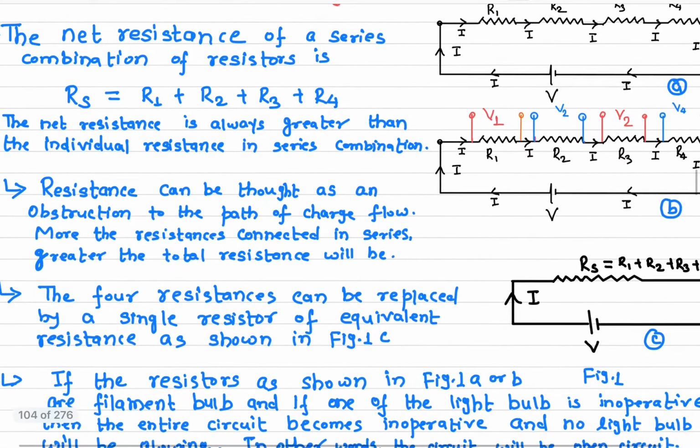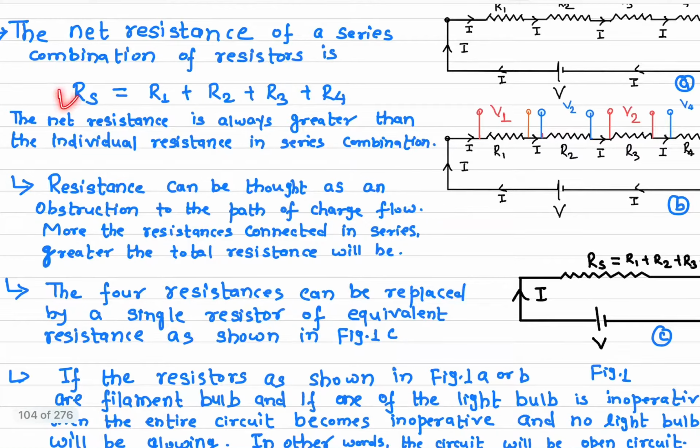This is the one thing you have to keep in mind for the series combination. If more resistors are connected in series, the total resistance will always be greater because it is adding more obstruction to the flow of electrons or to the flow of current.